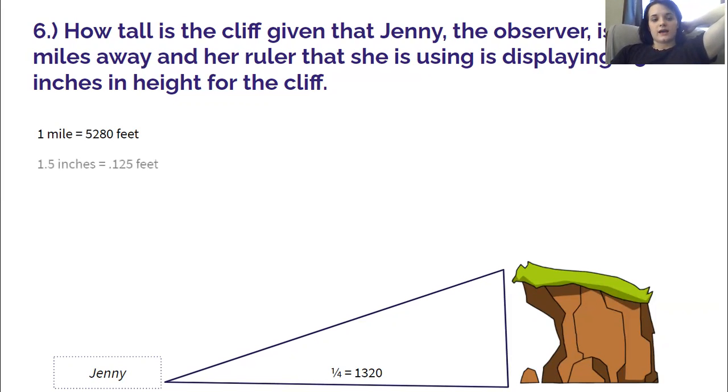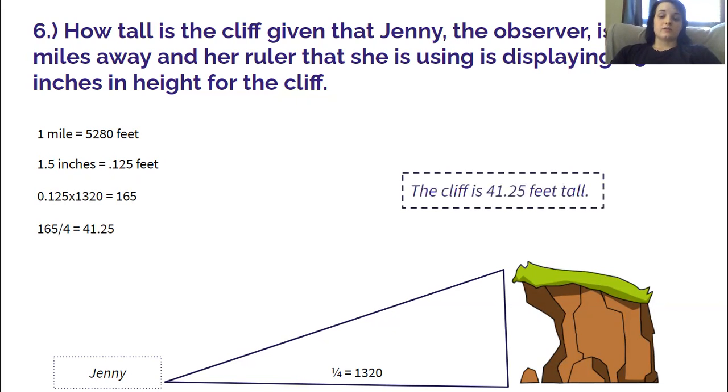So next we're going to look at our ruler. We have 1.5 inches, which is 0.125 of a foot. So we're just going to get our 0.125, multiply it by 1,320, and we get 165. Next, we're going to divide that by 4, and we'll notice that our cliff is 41.25 feet tall.